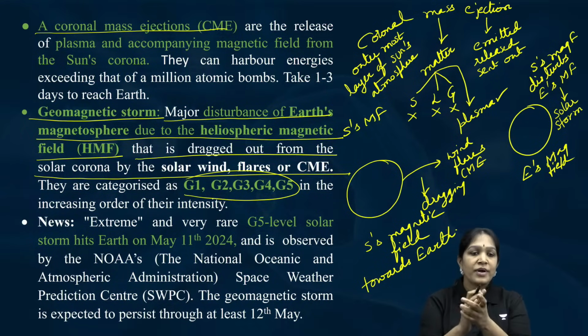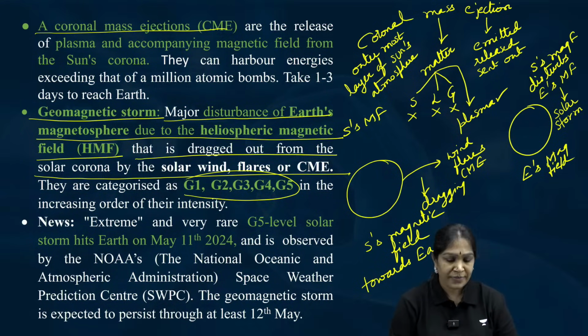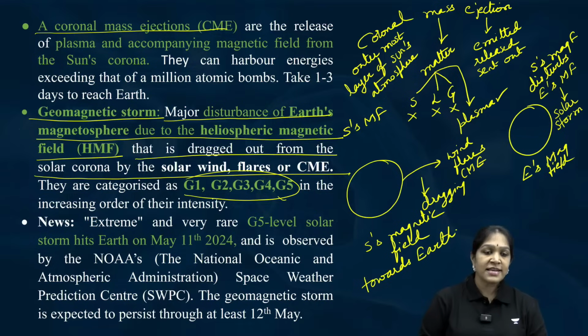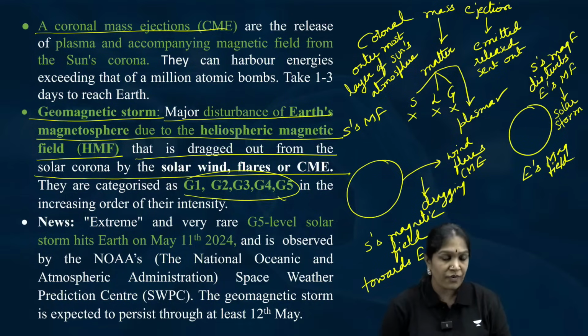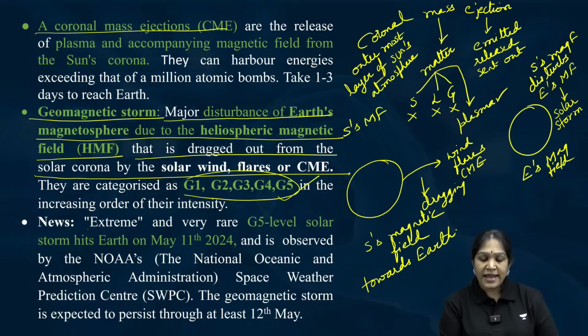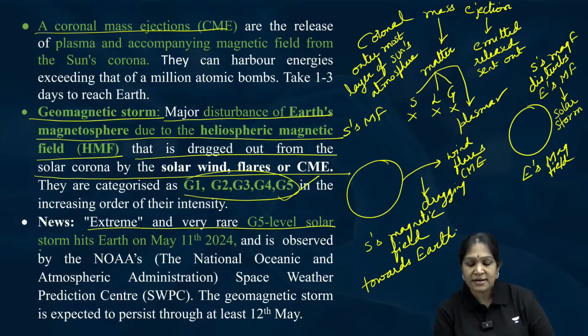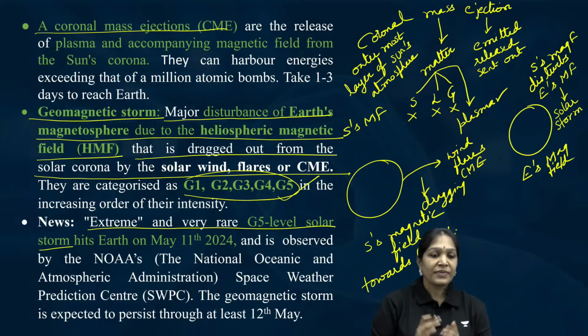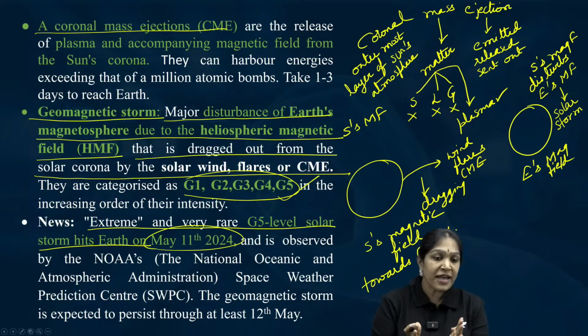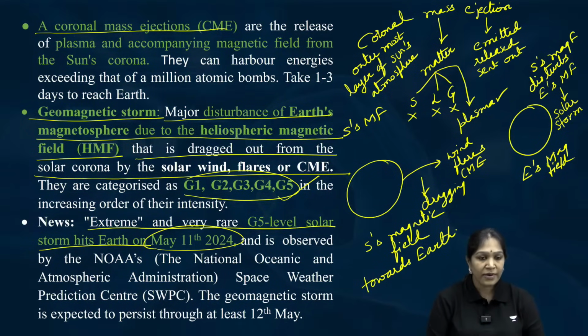Okay, Abhilasha, I am going to give you in a few seconds. G5 is the highest intensity. Why are we discussing solar storms and geomagnetic storms now? Because an extreme, very rare G5 level solar storm hit the Earth on 11th May. Is the news clear? That is the reason why we are discussing this.